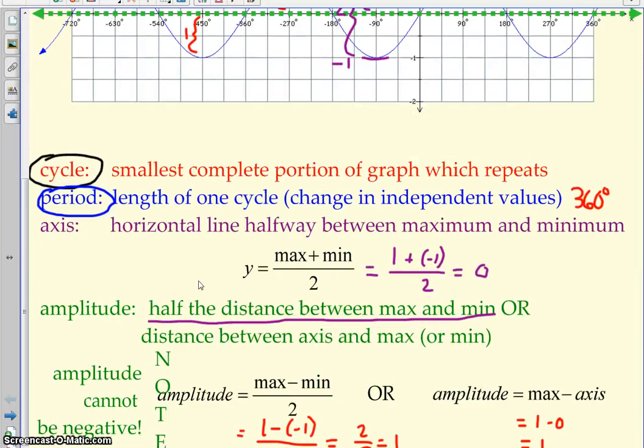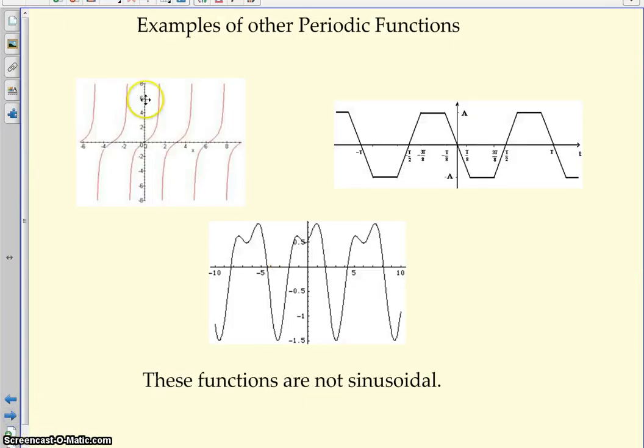So I briefly showed you this slide earlier, but on this page right here, we see other examples of functions that we call periodic, because again, they repeat at regular intervals. Okay, we got one there, and one there. None of these are considered to be sinusoidal. Sinusoidal would be a transformation of sine x and cos x, which we're going to work a lot more with later on in this unit.